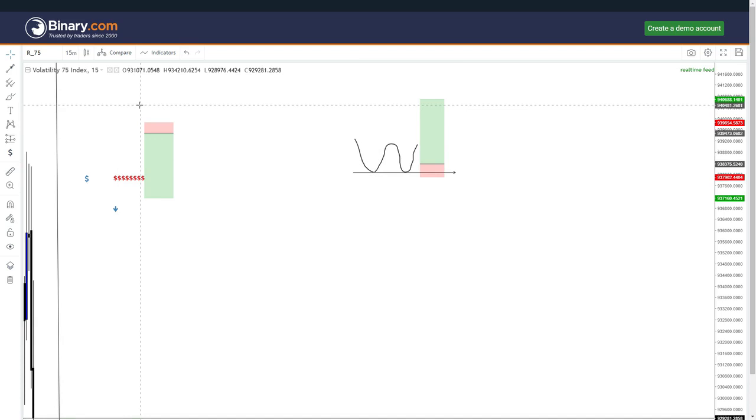Then we also have the other group of traders. The funny thing is, retail traders, they're funny, right? We are funny, right?